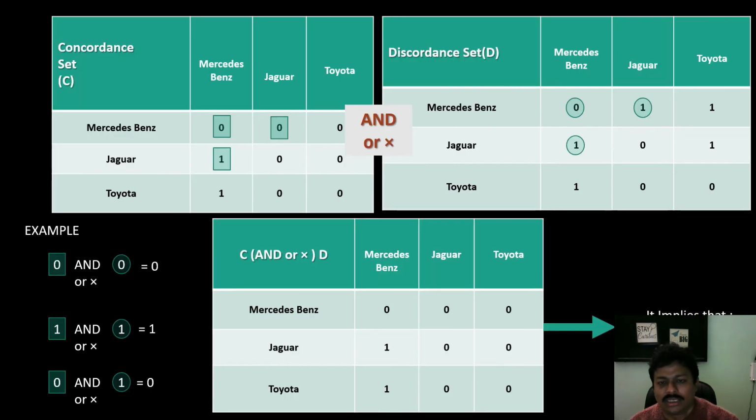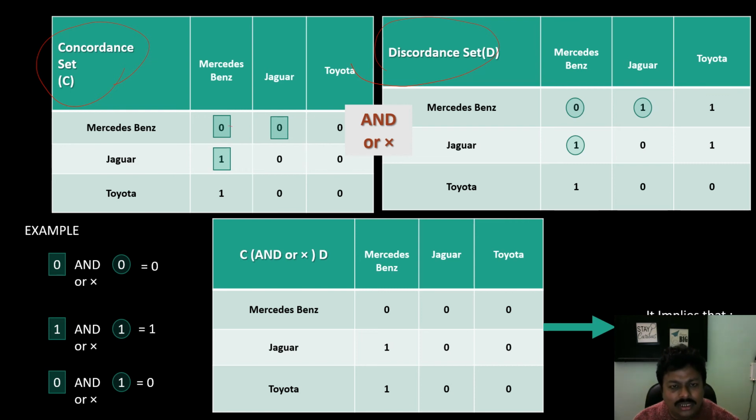This is the last step of ELECTRE, where we actually aggregate the concordance set with the discordance set. And this is basically an AND operation. AND operation means multiplication operation.